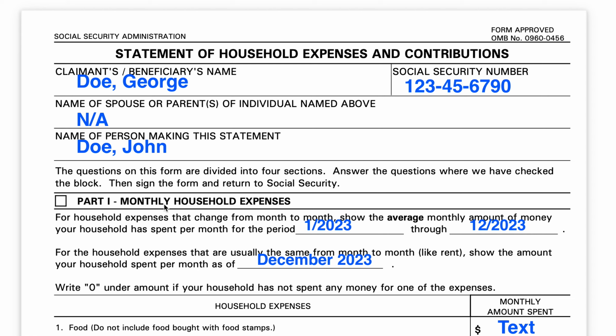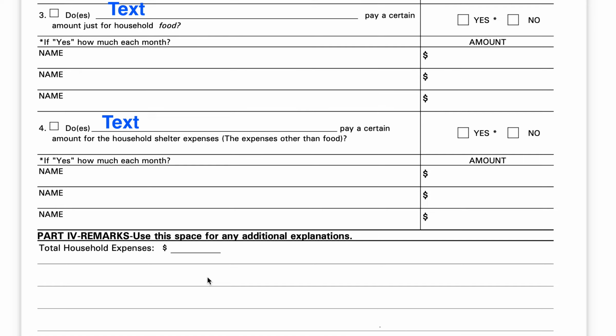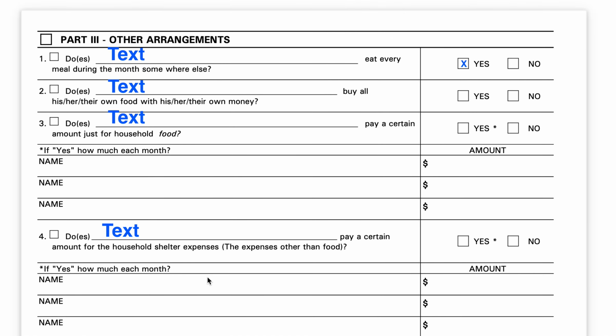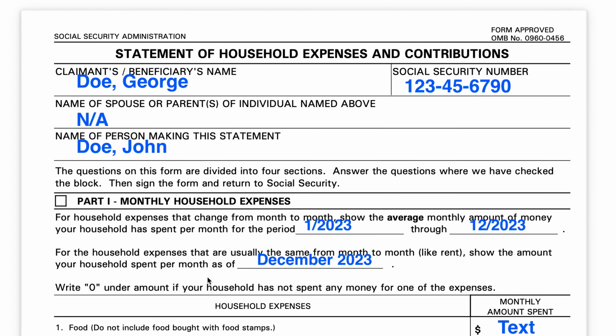So there are 4 parts to this Social Security form. Part 1 has to do with monthly household expenses. Part 2 relates to contributions to those expenses. Part 3 is other arrangements that you may have. And part 4 is remarks to explain anything that's out of the ordinary. So the big question would be, why do you need to complete this form?